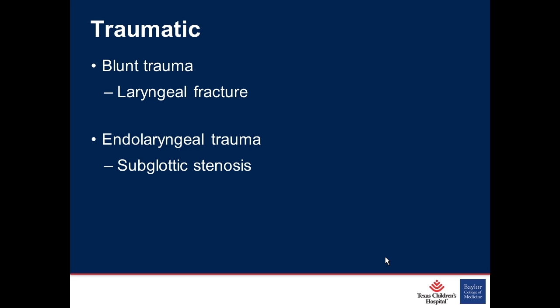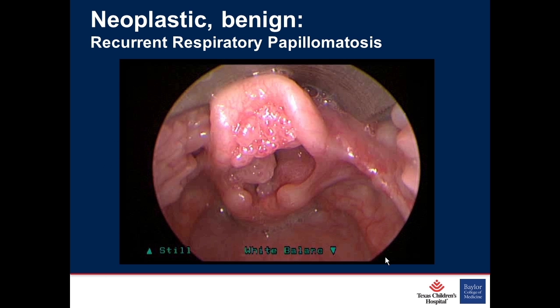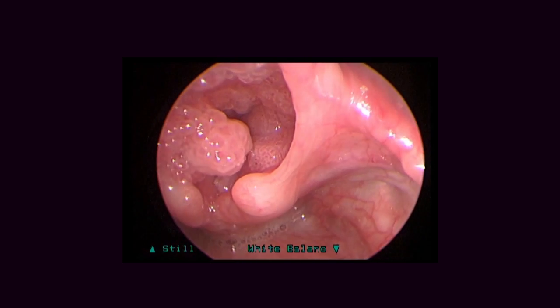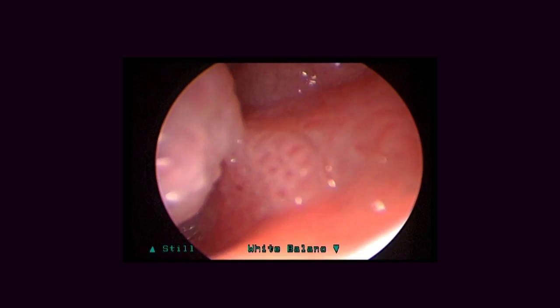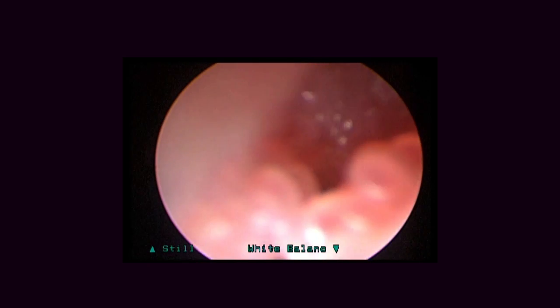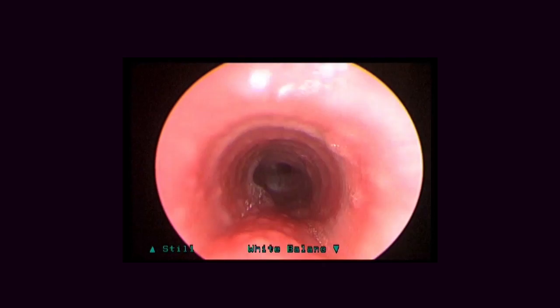So other causes include traumatic laryngeal fracture, which is rare, and subglottic stenosis from endolaryngeal trauma, which I showed you a picture of before. Neoplastic causes, the most common cause in children is recurrent respiratory papillomatosis, which is due to the HPV virus. This is a patient with severe respiratory papillomas. And you can see he's having airway obstruction due to the overgrowth of papillomas. These are usually due to HPV type viruses.